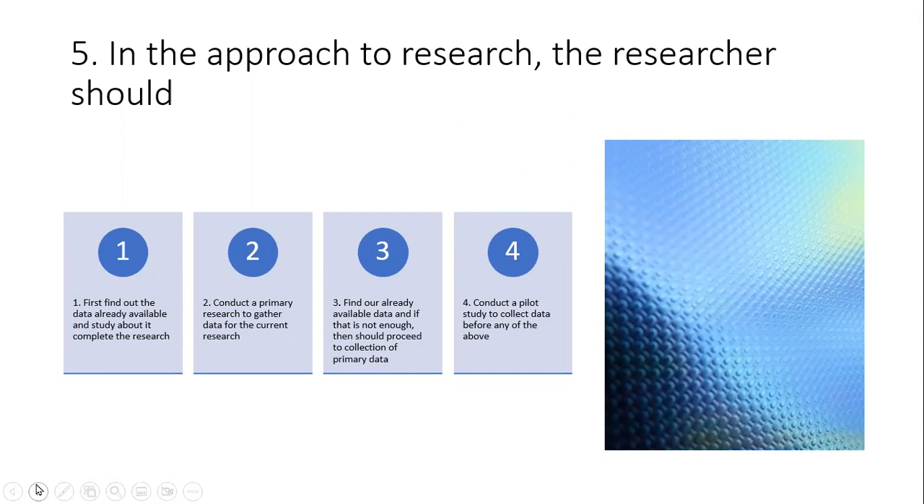So the most appropriate answer here: in the approach to research, the researcher should find out already available data. If data is already available, then he or she need not do the research again. So your research is going on secondary data. If that is not enough, or it is doubtful, it is not adequate, then you should proceed to collect primary data. Therefore, number 3 is the correct answer for this question.